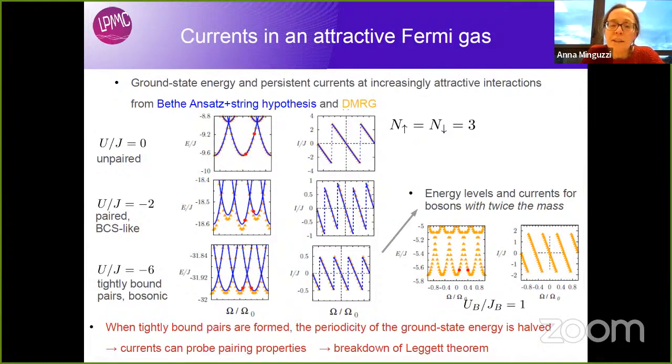So we see that we can use persistent current to probe the pairing properties. In particular, we can tell whether we are in an intermediate regime of attraction or in a very strong regime of attractions.